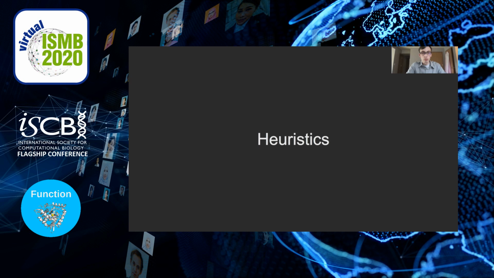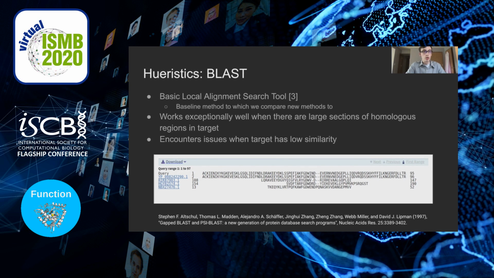So the protein function prediction problem has been solved in multiple different ways in the past, and I would like to go over a couple of these methods here now. So the first heuristic is BLAST, which is Basic Local Alignment Search Tool. So this is the baseline from which we compare new methods. It is exceptionally accurate when there are large sections of homologous regions in the target.